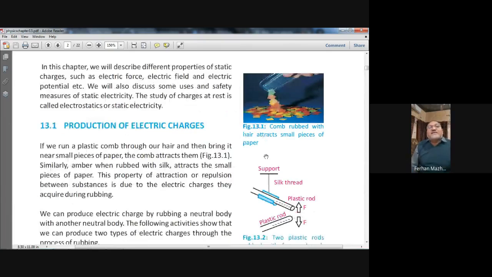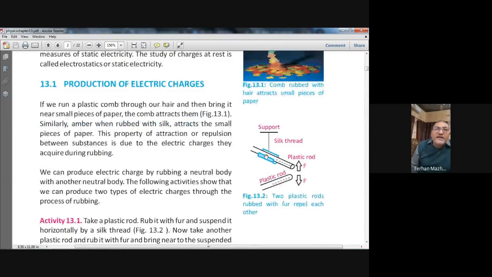If we run the plastic comb through our hair and then bring it near small pieces of paper, the comb attracts them. Similarly, amber, when rubbed with silk, attracts small pieces of paper. Amber is also an insulator. If you have its rod, you rub it with the silk cloth and bring that amber rod near the piece of paper, like the plastic comb, that amber rod will also attract the paper.